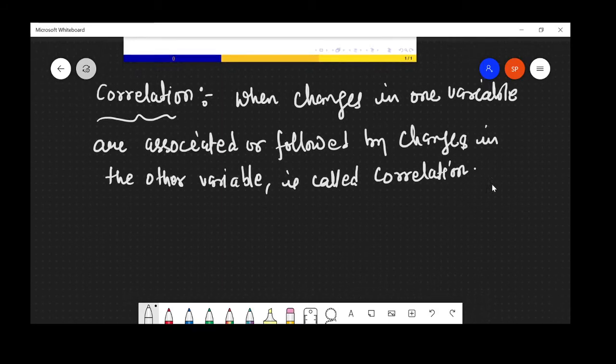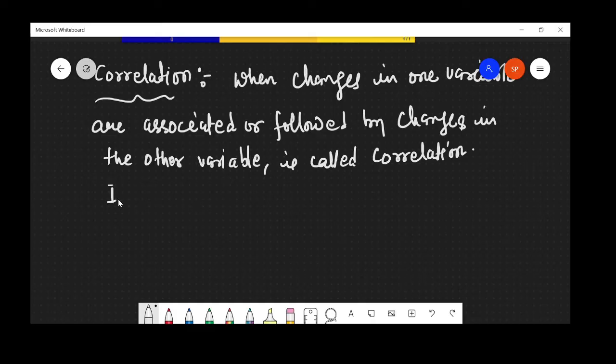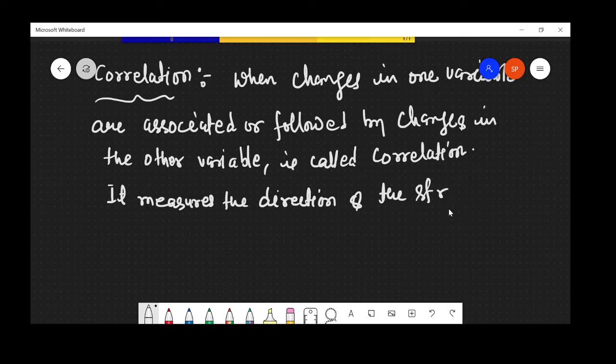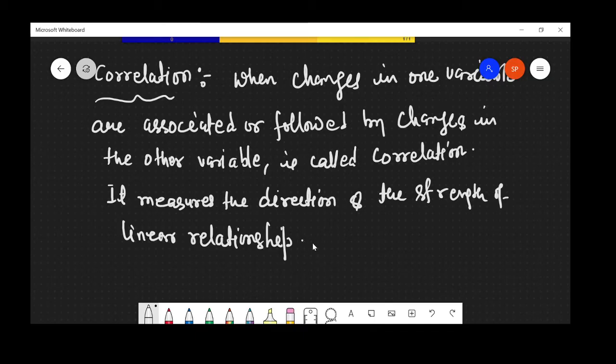Now it measures the direction and the strength of linear relationships.